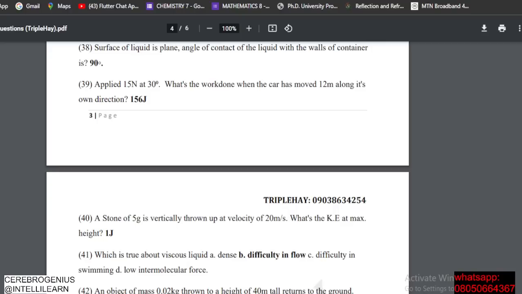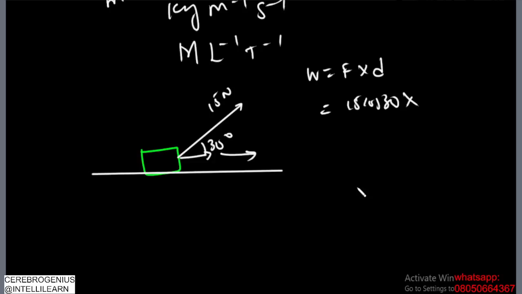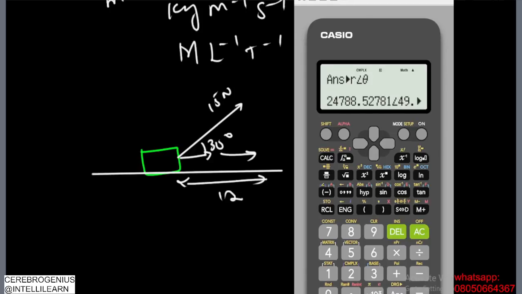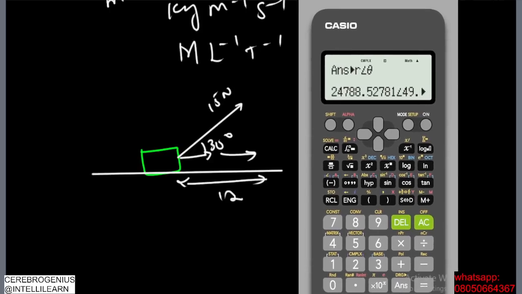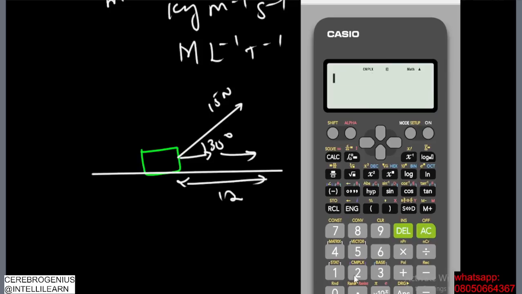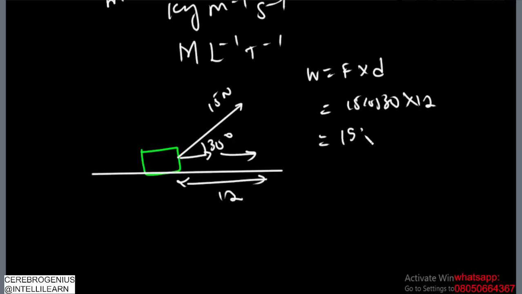If it's moving along that direction, we assume that the 12 meter is along this distance. So you multiply by 12. We assume that this is 12. So we are going to say 15 cos 30 multiplied by 12. What's that going to give us? The answer is 155.88.